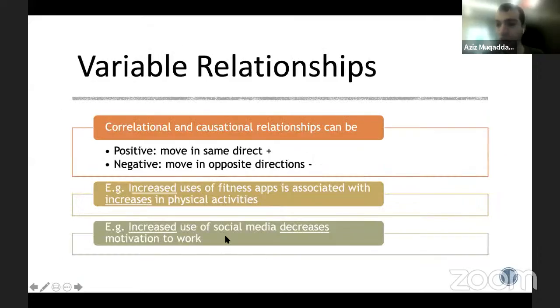And so when we talk about correlation and causation, keep in mind there are two descriptions we give to them. We say a positive correlation or a negative correlation, or a positive relationship or a negative relationship. And when we say there's a positive correlation, that means when one increases, the other also increases. So they all go in the positive direction. So they move to the right.